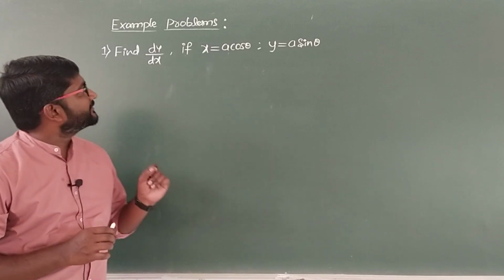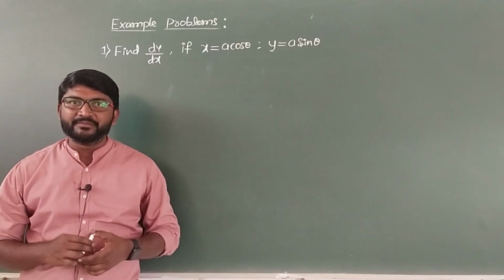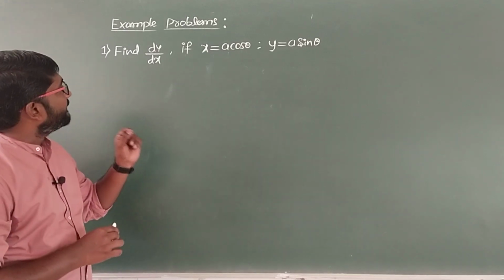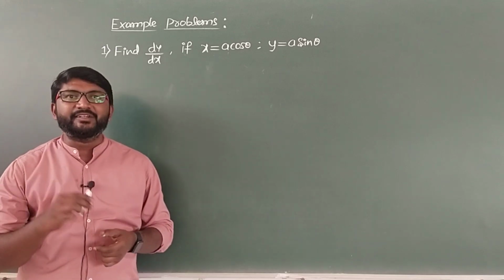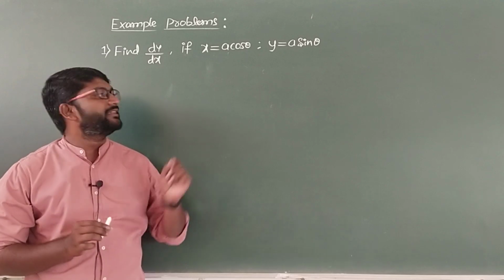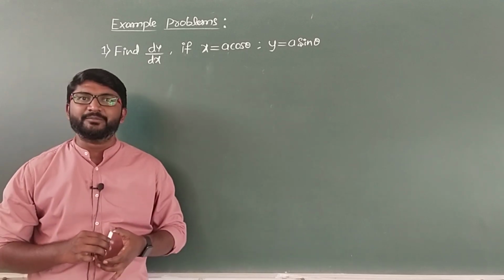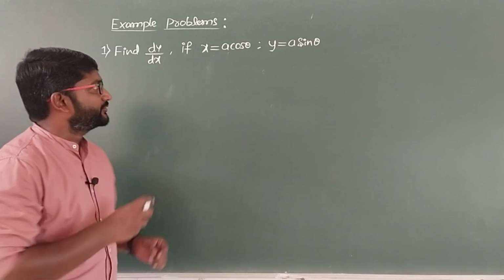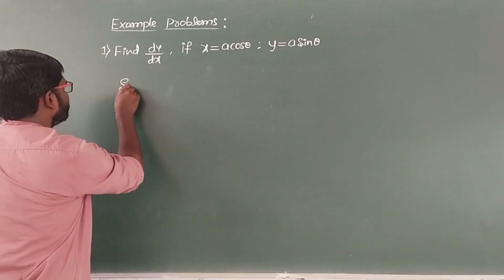Well, let us solve some of the example problems on parametric forms. The first example: find dy by dx if x equal to a cos theta and y is equal to a sin theta. Here x and y are expressed in terms of a third variable theta. So let us go ahead with the solution here.